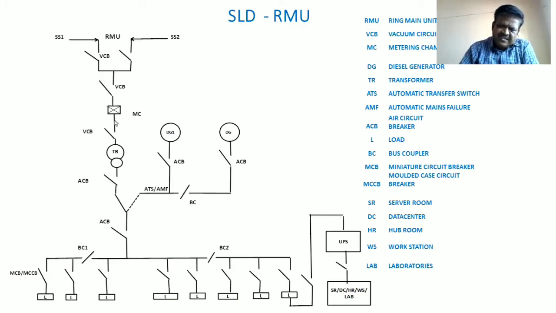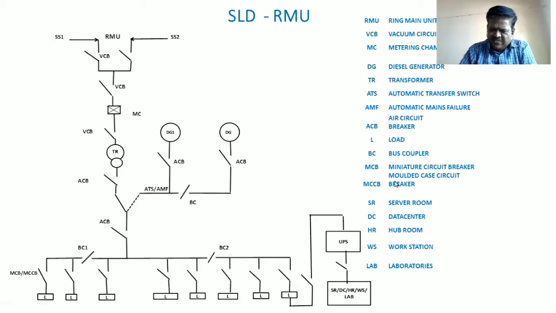And now this section, I told you, this metering chamber or metering cubicle. This is a very, very important part, where our operation team will visit that spot hourly or once in a day to note down some readings. These are very, very important readings. These are also called HT side readings, high tension side readings.